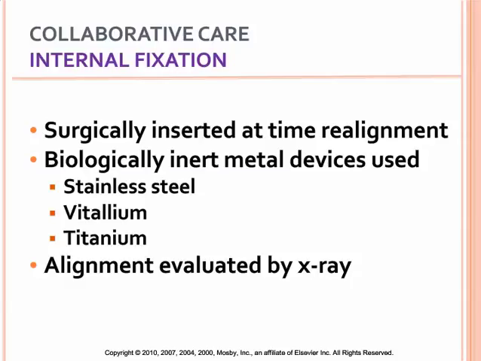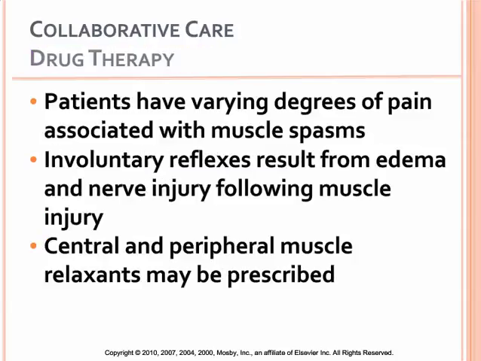Patients have different degrees of pain associated with muscle spasms. Involuntary reflexes result from edema and nerve injury after a muscle injury. And quite often central and peripheral muscle relaxants are prescribed. They would include carisoprodol, which is Soma, cyclobenzaprine, which is Flexeril, or methocarbamol, which is Robaxin.